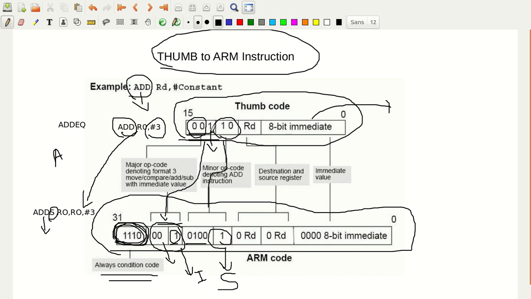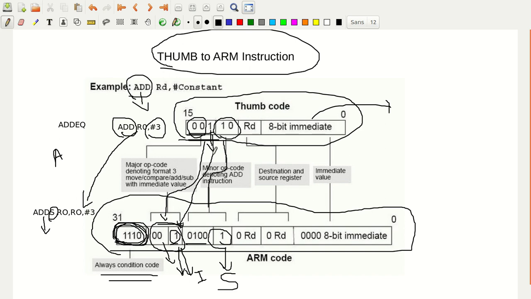Then 001, it understands, okay, 00 is a data processing instruction, so it puts it in this field, which is bits 26 and 27, after 28, 29, 30, 31, isn't it? 00 is put up here, and then 1 is put up in this, the 25th bit field, that is 1 here.